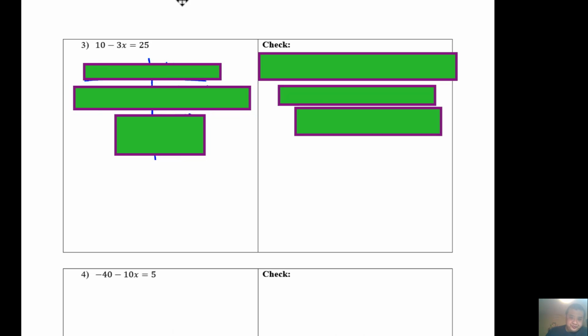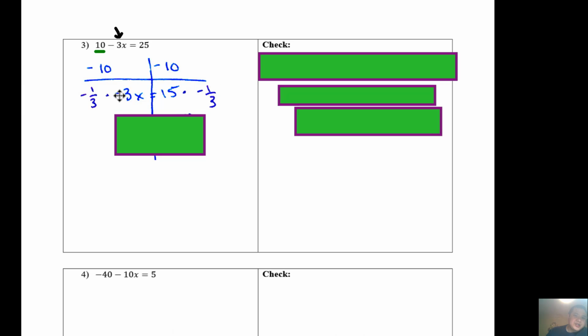This question here, the term that has no x is this one right here, so we're going to try to get rid of that 10. Remember that this right here is a negative 3x. Keep that in mind. So we're going to first subtract 10 from both sides, which gets us negative 3x equals 15.